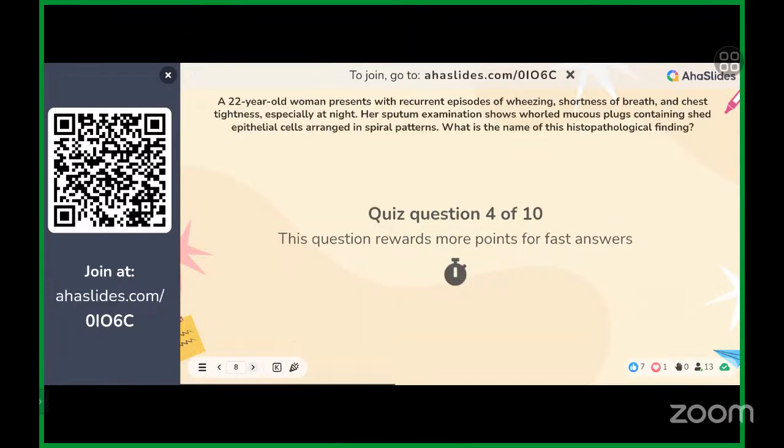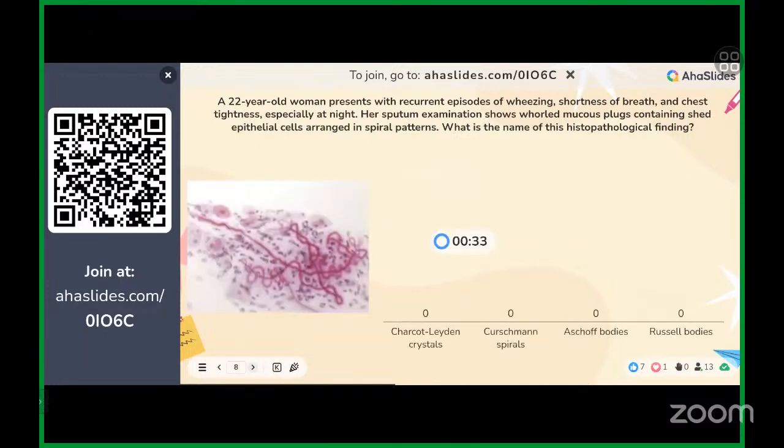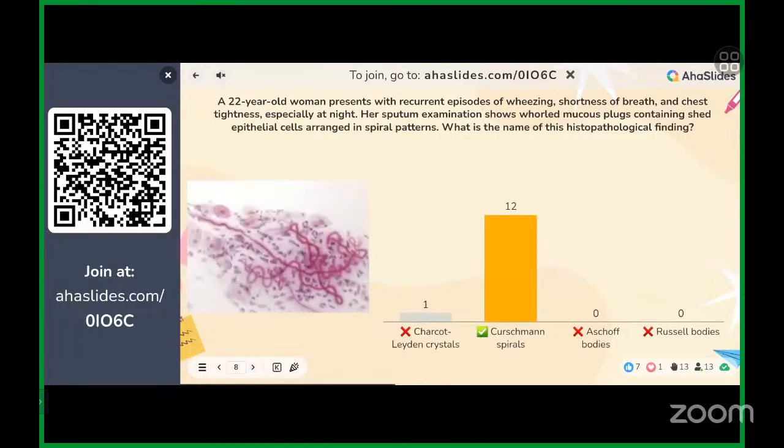Okay, a 22-year-old woman presents with recurrent episodes of wheezing, shortness of breath, chest tightness at night. Her sputum shows a wall mucus plug containing the epithelial cells arranged in spiral pattern as shown in the image. So what is the name of this finding? Okay, this is easy. That is Curschmann spirals.